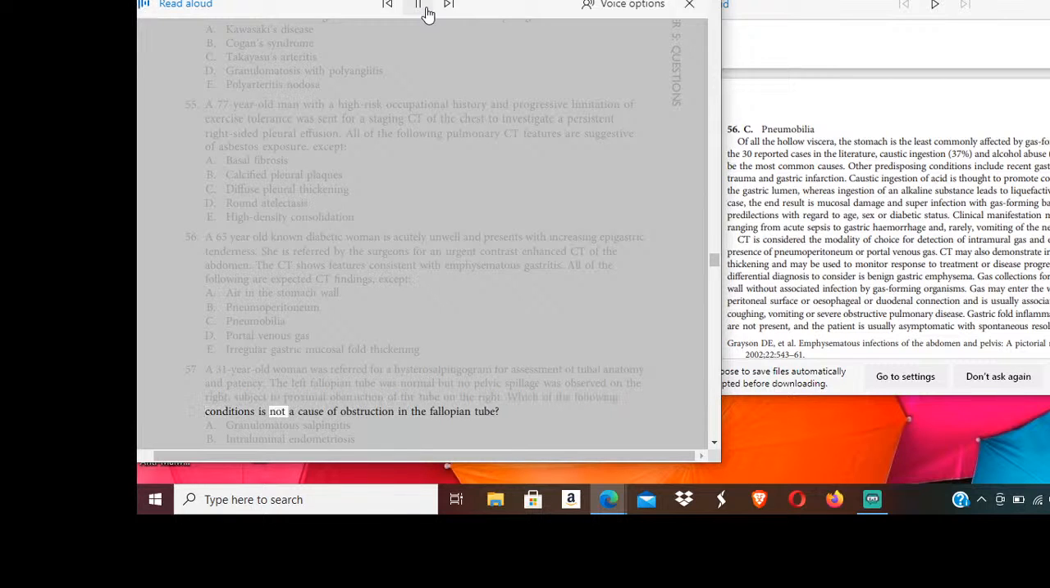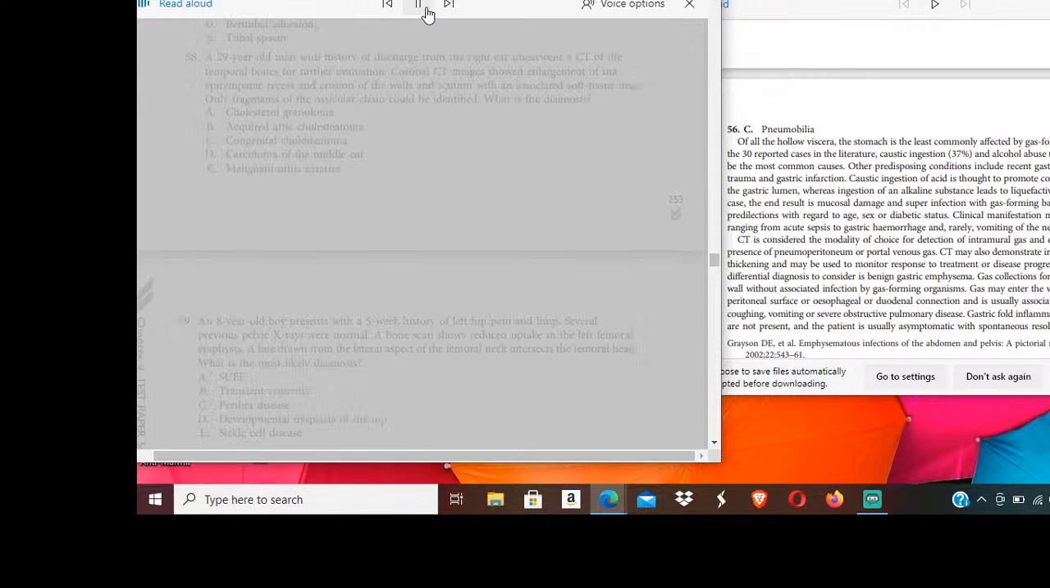Which of the following conditions is not a cause of obstruction in the fallopian tube? A. Granulomatous salpingitis. B. Intraluminal endometriosis. C. Congenital atresia. D. Peritubal adhesions. E. Tubal spasm.